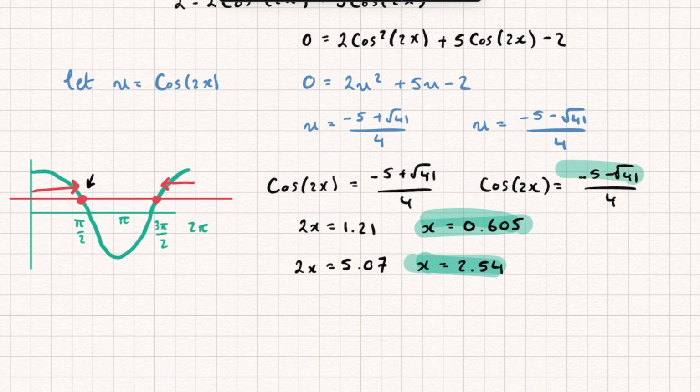Now let's look at solving this other equation, this one on the right. Well, if you actually look at the number -5 minus root 41 all over 4, as a decimal, that number equals -2.85. And well, cosine of 2x will never output anything more than 1 or less than -1. You can see that if we look at our graph, it goes between 1 and -1. And so there's no solutions for this equation, and so I can just cross it out and we're done.